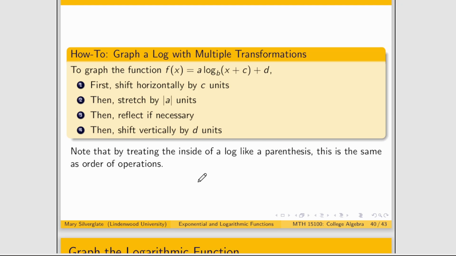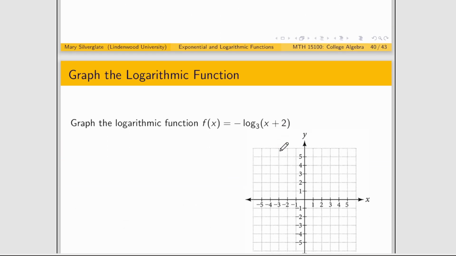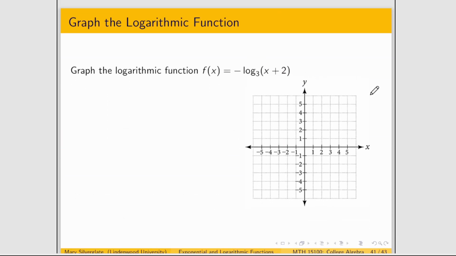If you have more than one transformation, you want to do those transformations in order of operations. So you first do whatever is inside the log, then you do any multiplication outside the log, then you do any addition and subtraction outside the log. So go ahead and pause your video and do these series of transformations together.